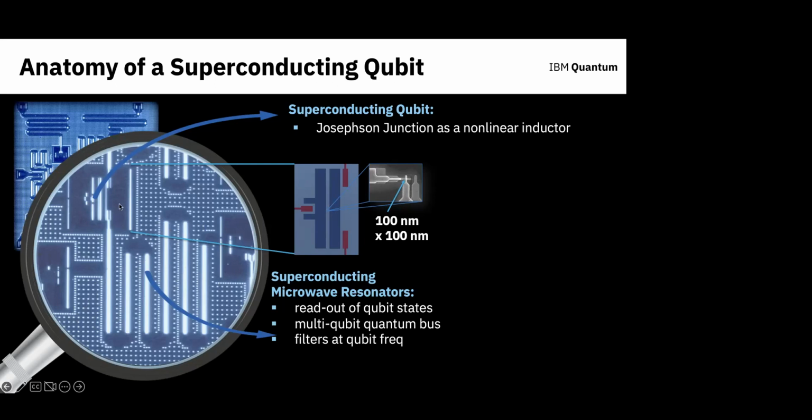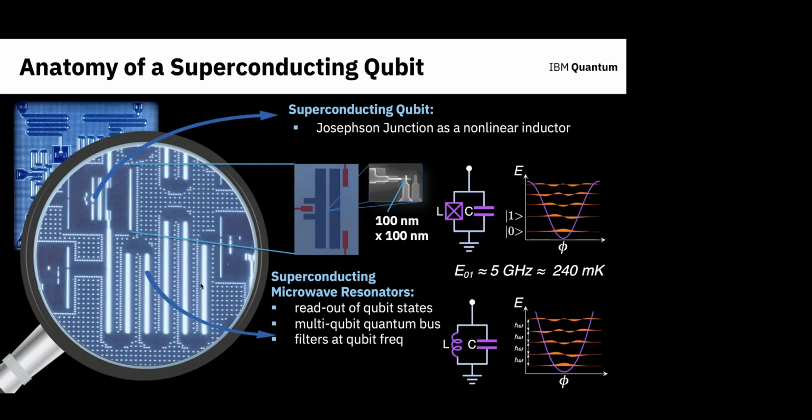I'll show how this works later. We can use these as filters because they're typically detuned in frequency from the qubit frequency, so that will suppress radiative loss. And we can also read out the quantum states using these in a manner we call circuit quantum electrodynamics, and I'll describe that later as well. So these things are very useful, and this is a common architecture for building superconducting qubits out of transmons.